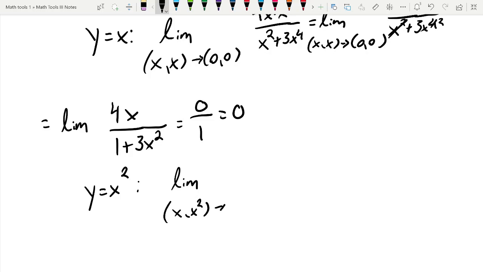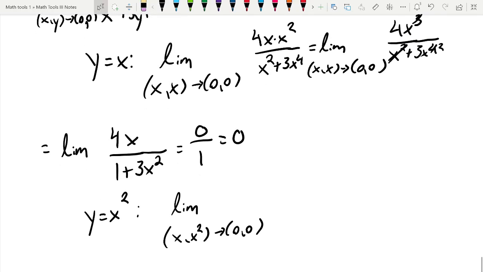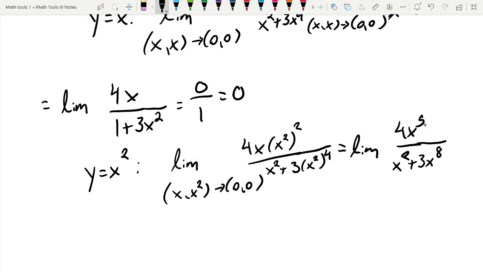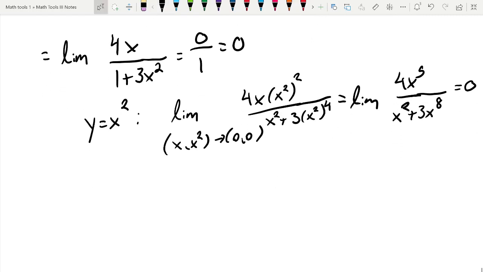So we have the limit as x, y goes to 0, 0 of 4x times x squared over x squared plus 3 times x squared to the 4th. Okay. So again, I'll just write limit here. So this is x to the 4th. So this is 4x to the 5th over x squared plus 3x to the 8th. Okay. And I think we're going to just run into the same problem here, right? Because we're going to cancel some x's. This is going to be 4x cubed on top over 1 plus 3x squared. So this is still going to be 0. Okay. So we need another approach.